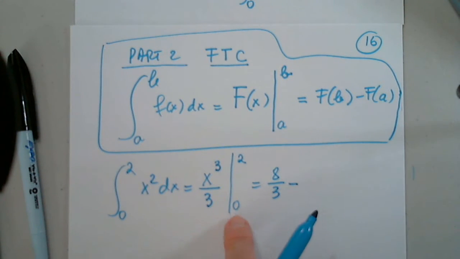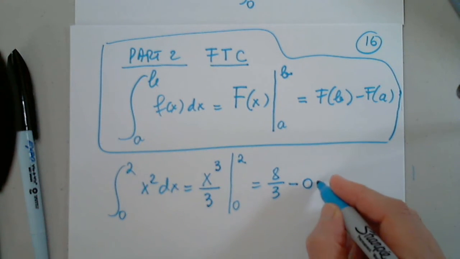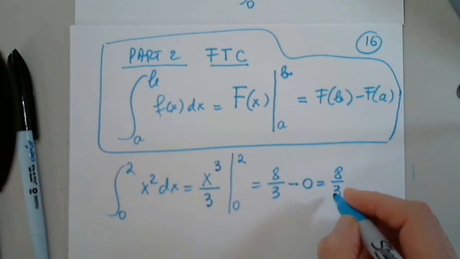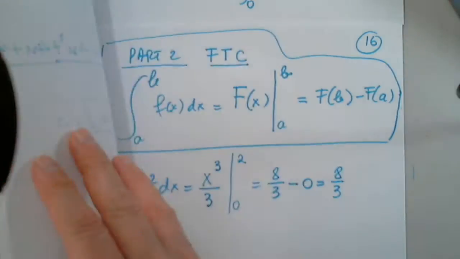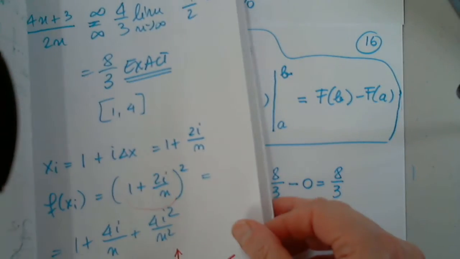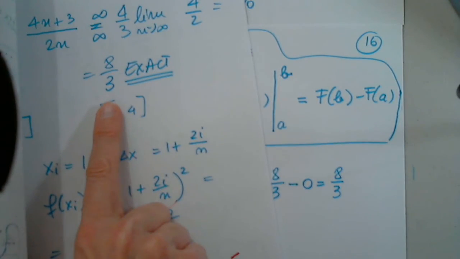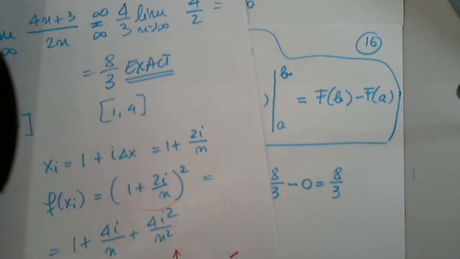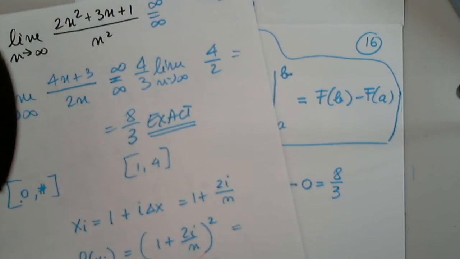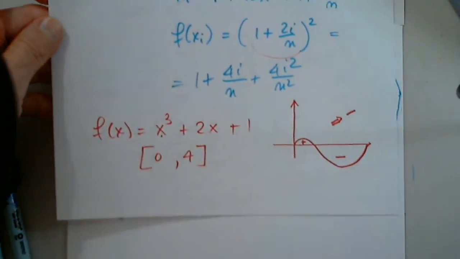And subtract when I plug in 0. So the answer is 8/3. And going back to our calculations, that was the exact value, the limit of the Riemann sum. And now we want to look at this and check our answer for the previous one that we picked.